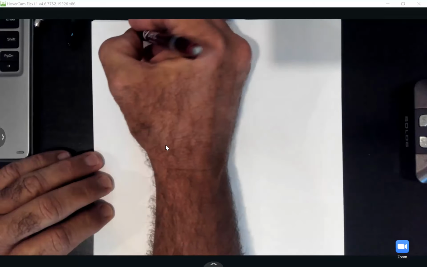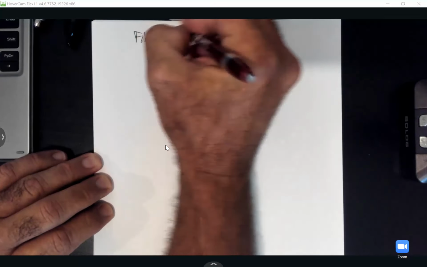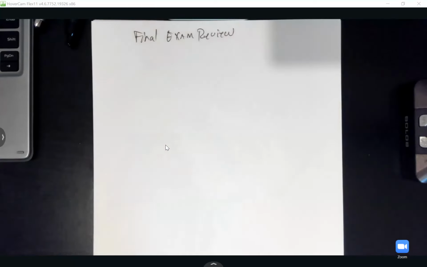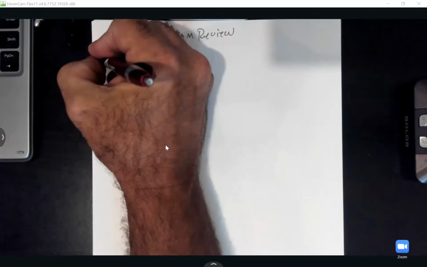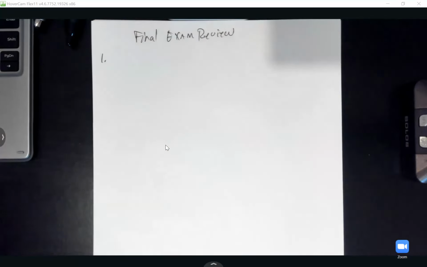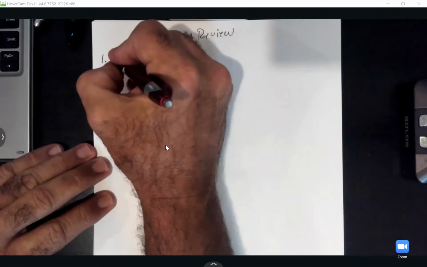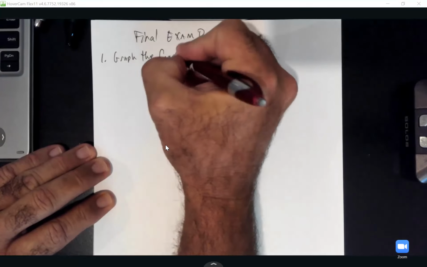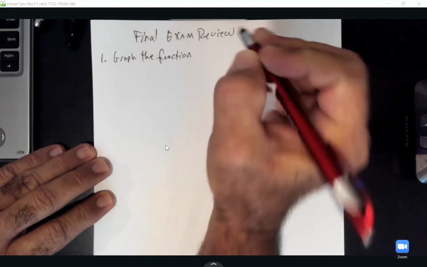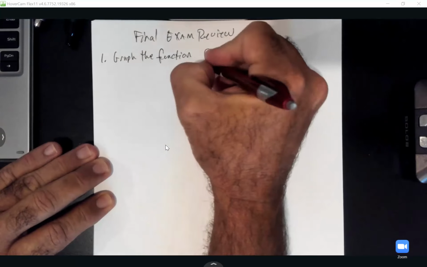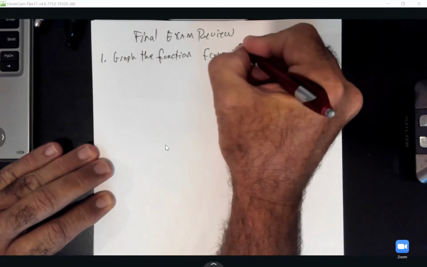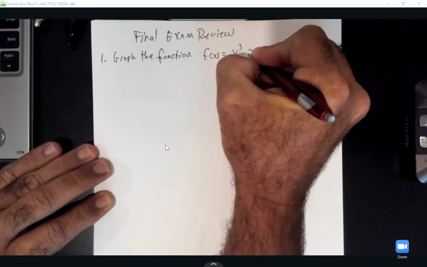All right, so final exam review. All right, so this is 25 multiple choice questions. So number one, they want me to graph the function. And our function is f of x equals x to the third minus 2.